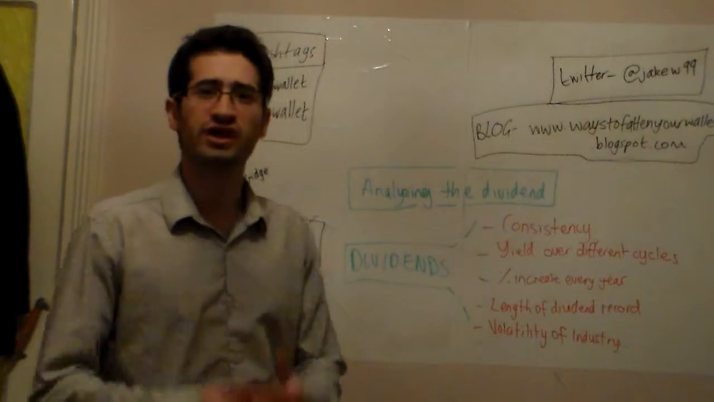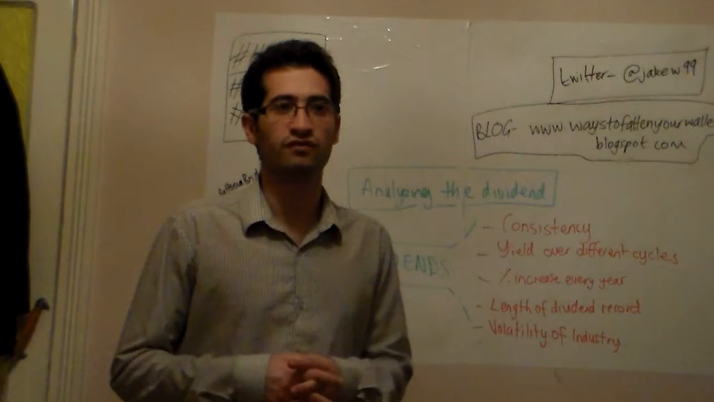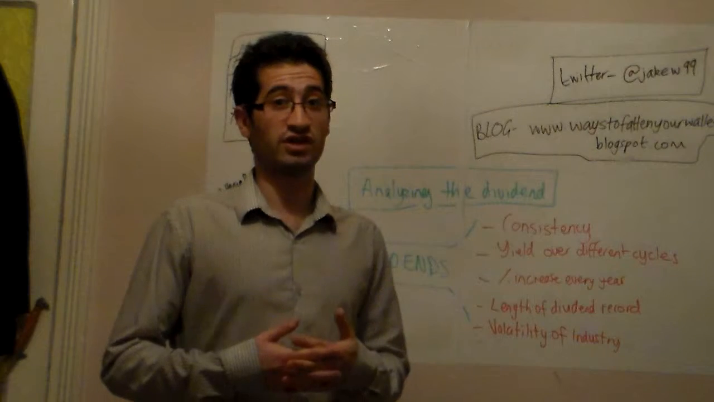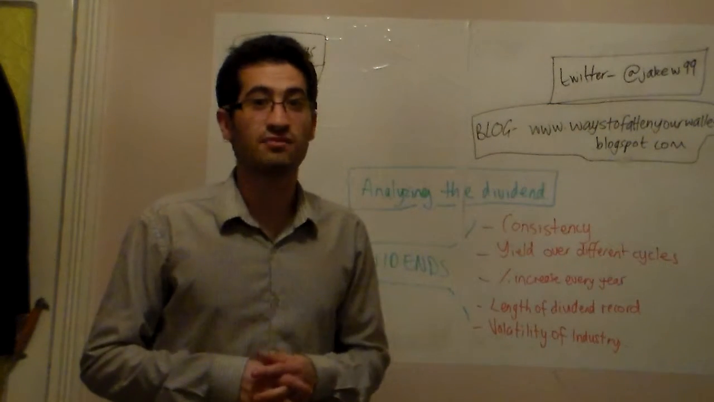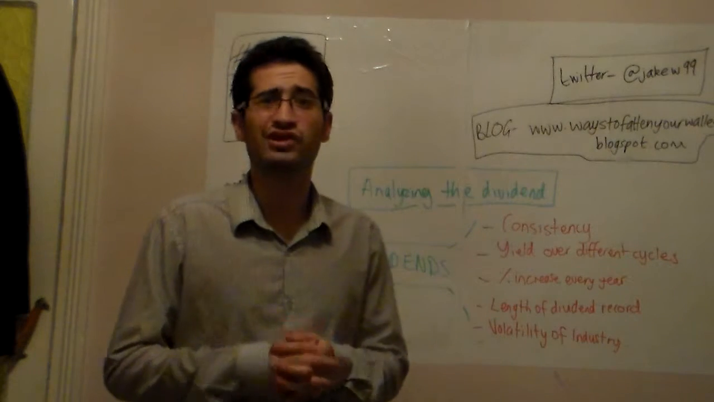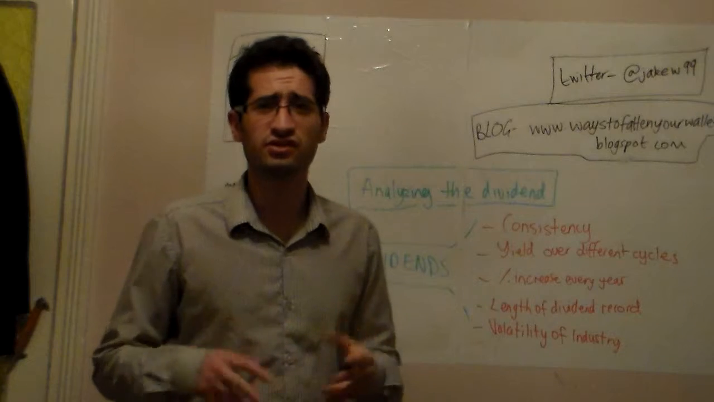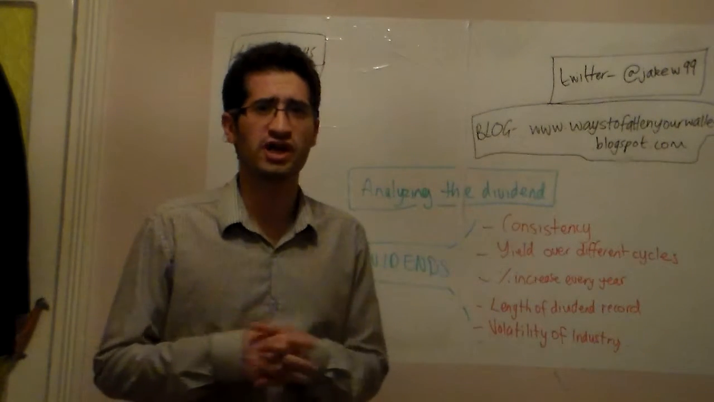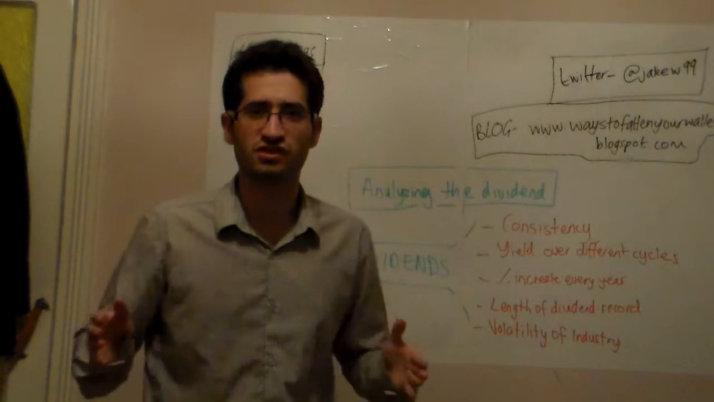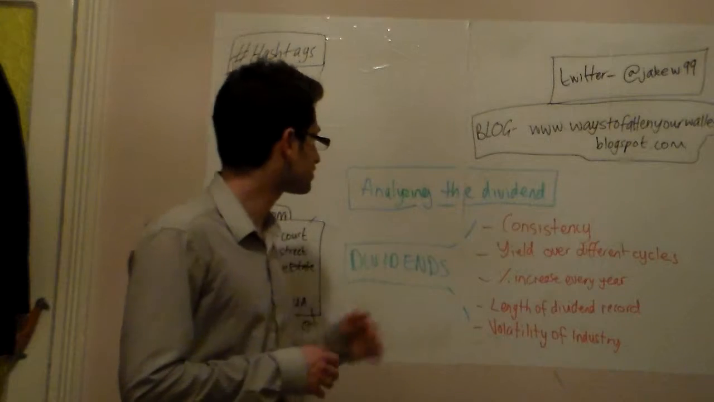Length of dividend record, again, this is kind of similar. This is about the consistency of the dividend really. There are some businesses that have kept consistent dividends for many, many years. If we look at America, if we're looking at Colgate, they've had I think 30, 40 years of dividends. If we're looking in the UK, Greggs the baker, national bakery chain, they've had consistent dividends for many, many years. So you want to look at that in terms of analysing dividend stocks.